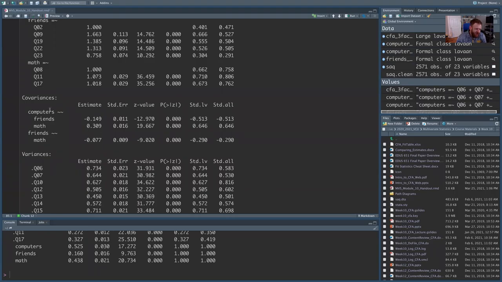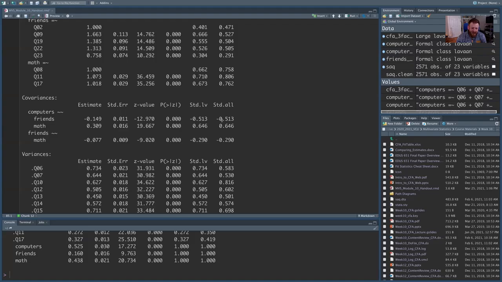And the way you read this is, first of all, this is computers. And this double tilde sign is the sign for a covariance. So this is the covariance between computers and friends, this estimate right here. And this estimate right here is the covariance between computers and math. And then this last covariance is the covariance between friends and math. Now, these are all unstandardized over here. So interpreting an unstandardized covariance is not very intuitive unless you really know the scale of the questions pretty well.